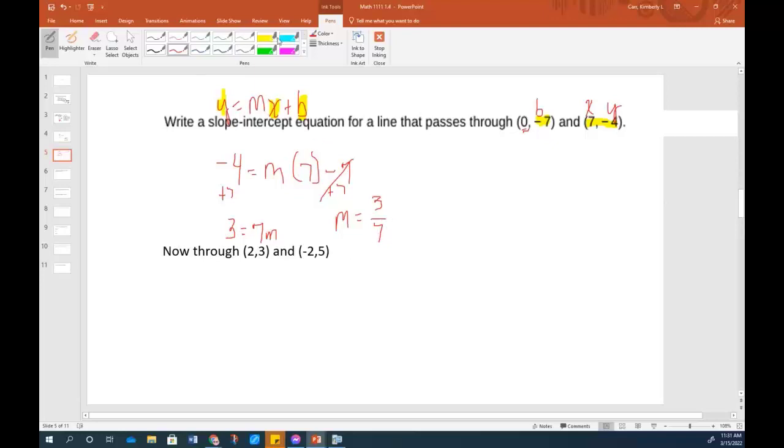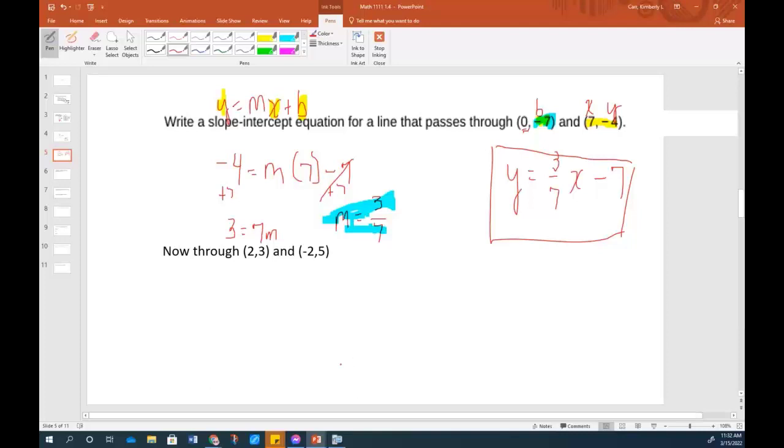So now, since I know the slope, I'm going to use this slope with this b, and I'm ready to write my answer. Y equals 3/7 x minus 7. And that is my equation. Sorry about drawing that line through that. I need to quit drawing boxes around things. Habit.